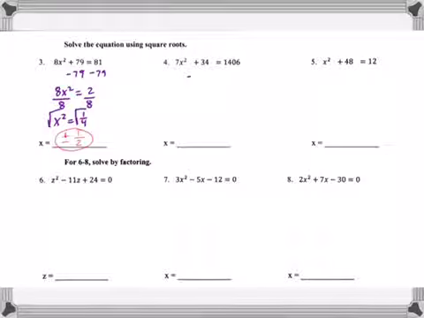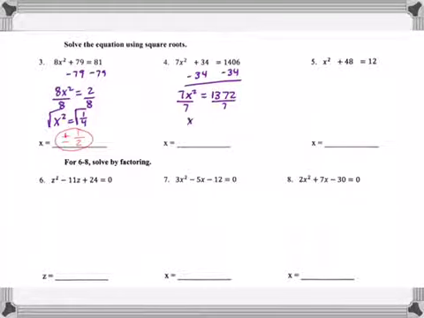Question 4, same idea. I'll subtract 34 from both sides. I've got 7x squared equals 1,372. I'll then divide both sides by 7. I get x squared equals 196. Then I need to square root both sides of the equation. When I square root both sides, remember I'm going to get positive, negative, and I get plus or minus 14. So positive, negative 14 is my two answers.